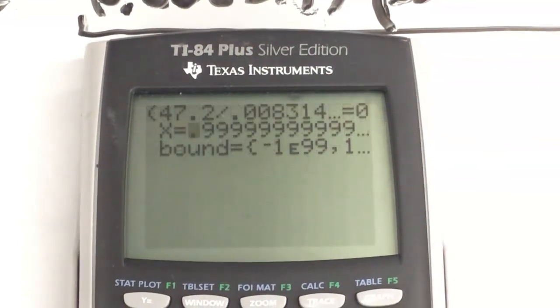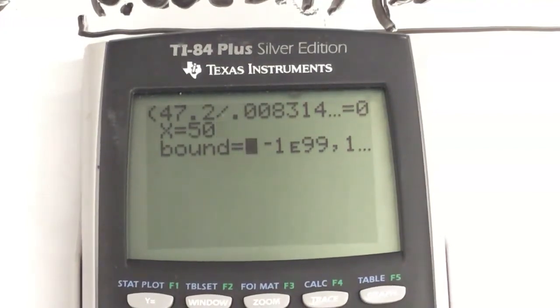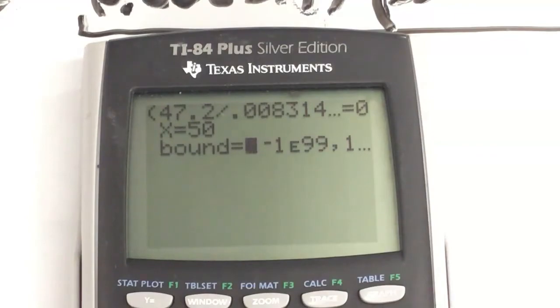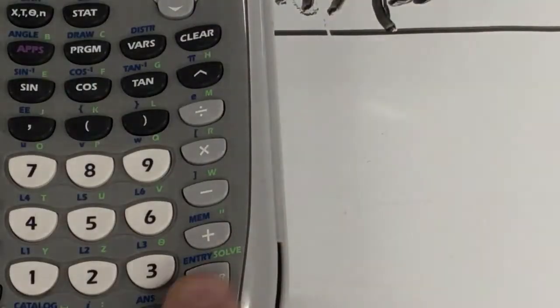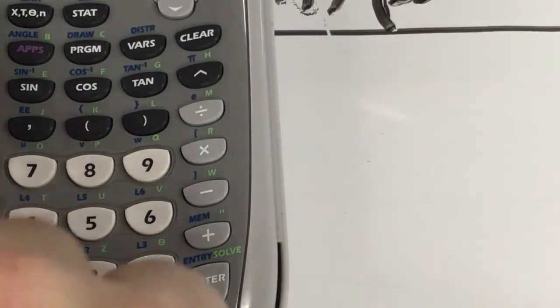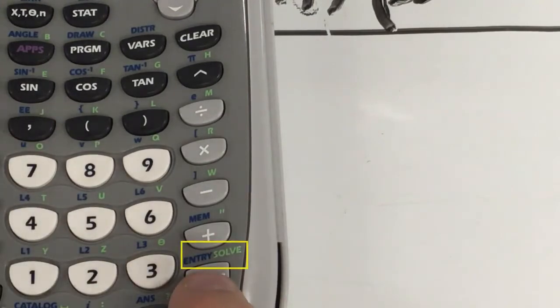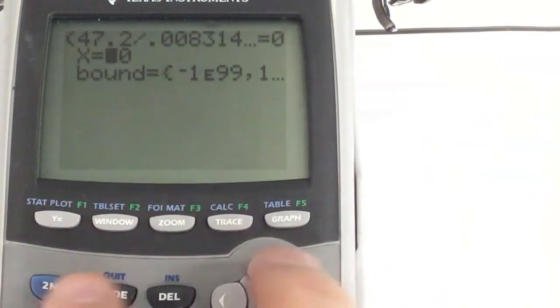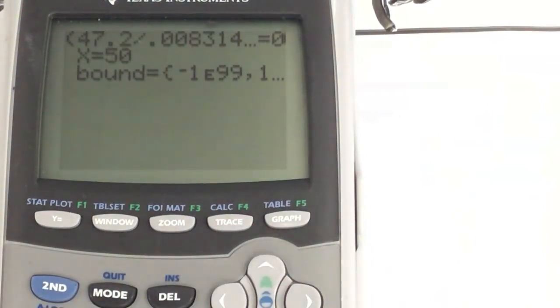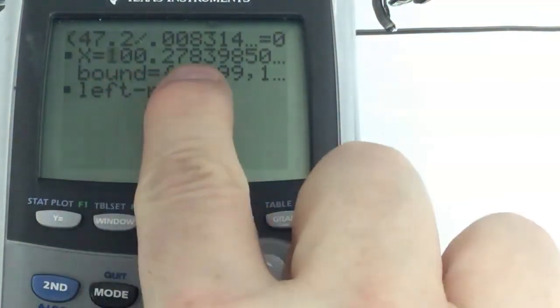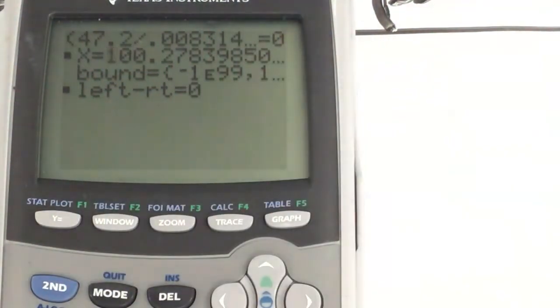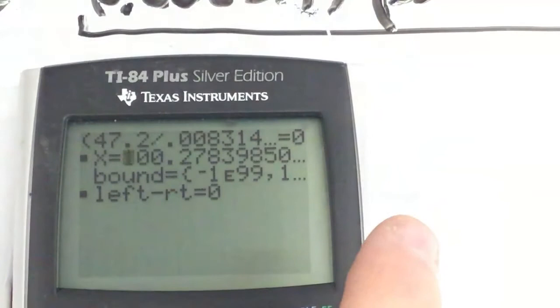So I hit that, give it a decent guess. We saw the answer was about 100, so let's say we guess something better this time, like 50. Then I need to again go way down here to the bottom where it says solve, hit the green alpha and enter here to get the solve function, and now I just wait. And there we go. The same answer as before, 100.278 and change, rounded to the appropriate significant figure.